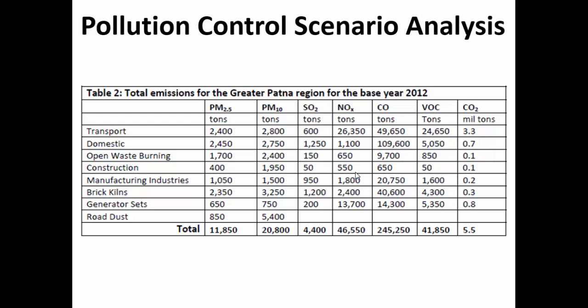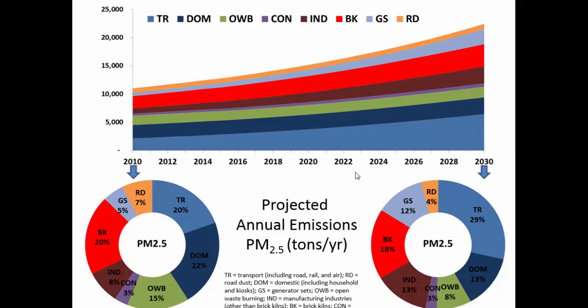The overall emission inventory would look something like this for 2012. So we looked at all the criteria pollutants: PM2.5, PM10, SO2, NOx, CO, VOCs, and CO2. More details on how these inventories are put together will be explained in the following video, with more details on each of the sectors. Projected emissions would look something like this for PM2.5.